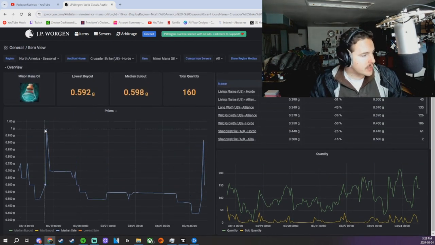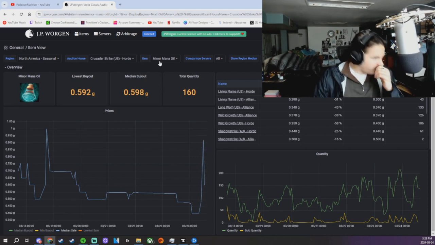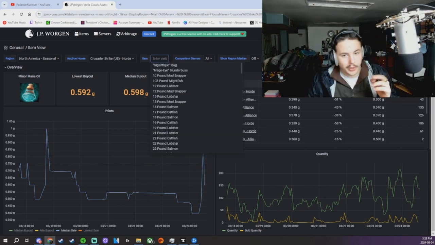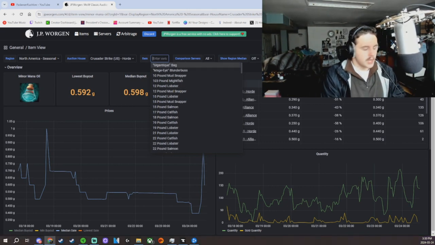Whenever there's a giant spike like this, it's usually some entity buying a boatload of the product at the same time. So that's what it looks like for the miner mana oil. So it's a little bit volatile. I wouldn't put your money in it right now, right? Somebody just bought a whole bunch of them.